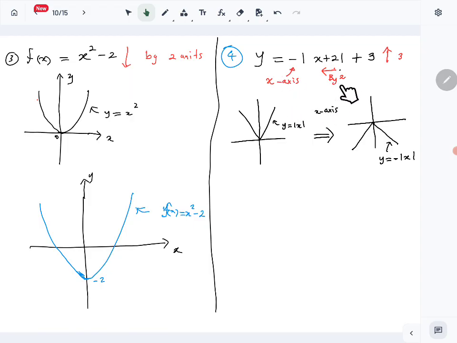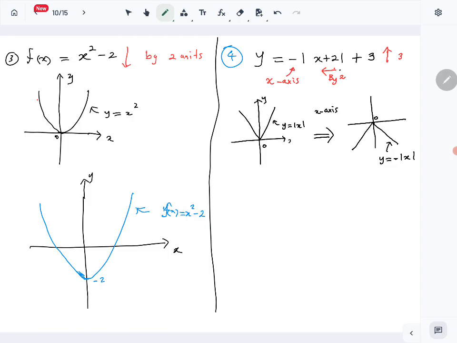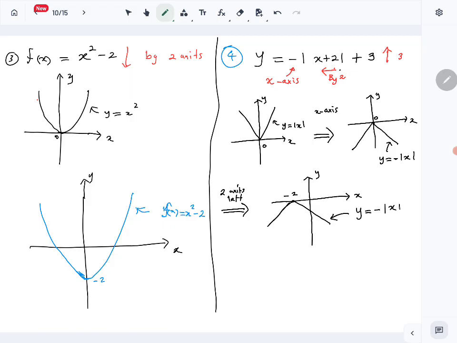So we have done the reflection. Then I'm going to do the horizontal shift to the left by 2 units. That transformation I'm going to apply to this one. Now this is the function. Now I'm going to shift this 2 units to the left. So what do I obtain then? This becomes minus 2, right? What is this curve? Now two transformations are applied. Y equals minus modulus x plus 2, right? So both of these are done.